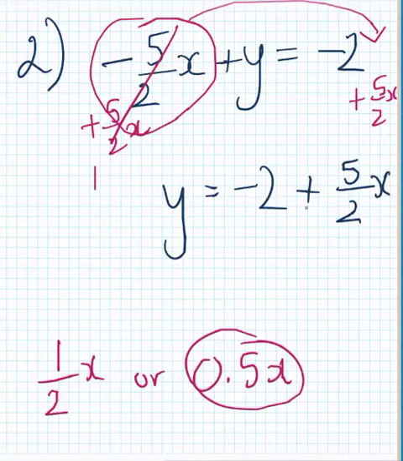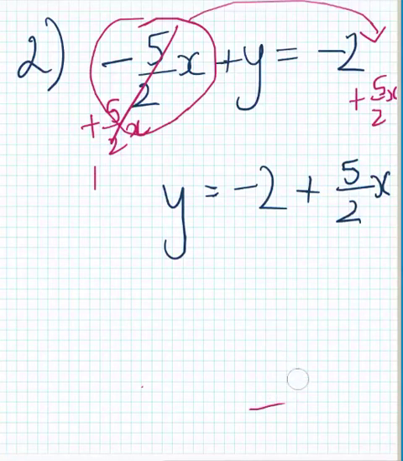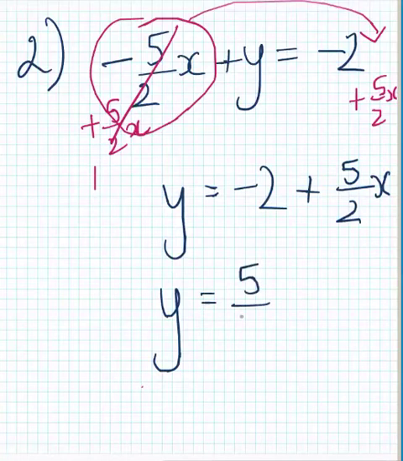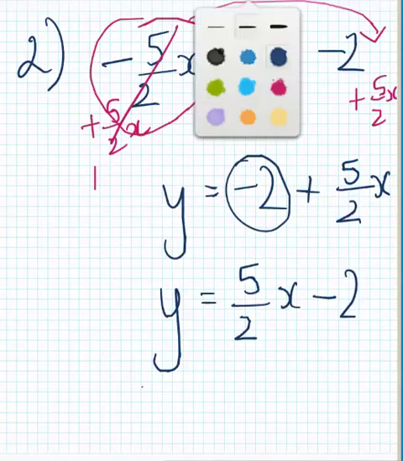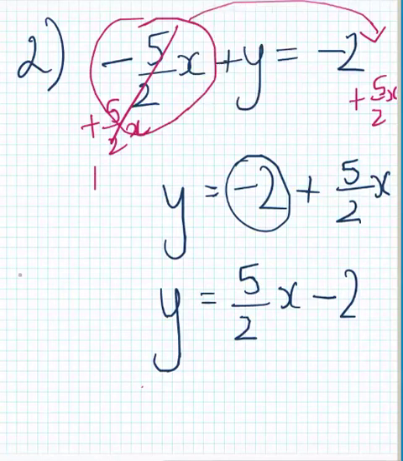Now, we've pretty much done it, but we know that y equals mx plus c, we have the x first. So let's just rearrange the minus 2 and the positive 5 over 2x to make it exactly in that form. All we have to do now is put the positive 5 over 2x first. We know there's still a plus there, it's just invisible. And that minus 2, we write minus 2 on the end. And there we go. We have our equation in the form of y equals mx plus c.